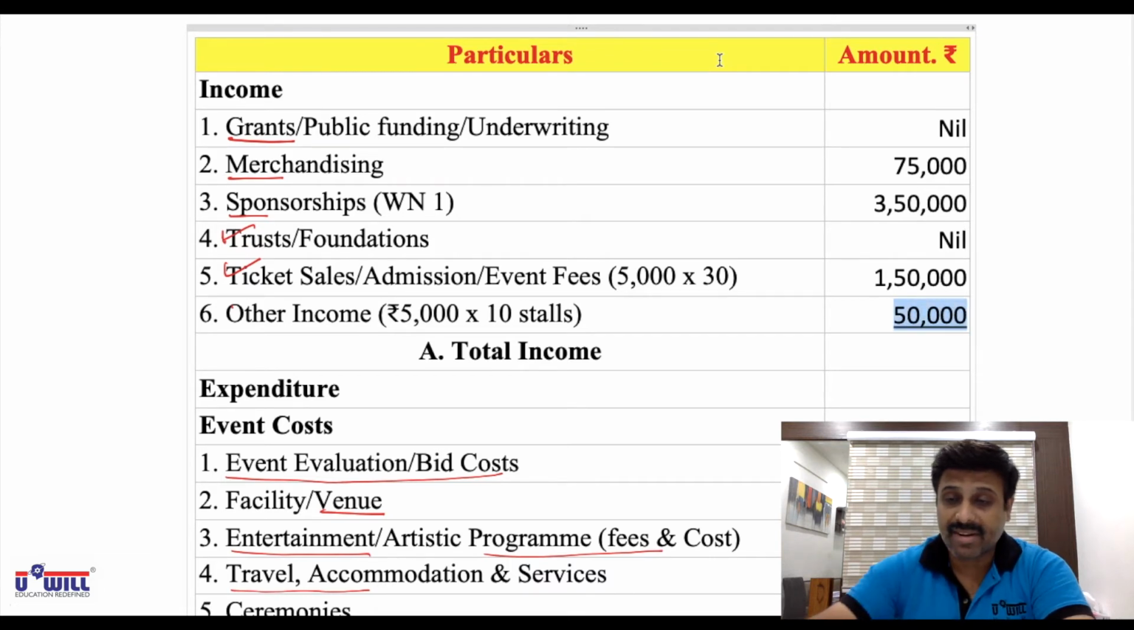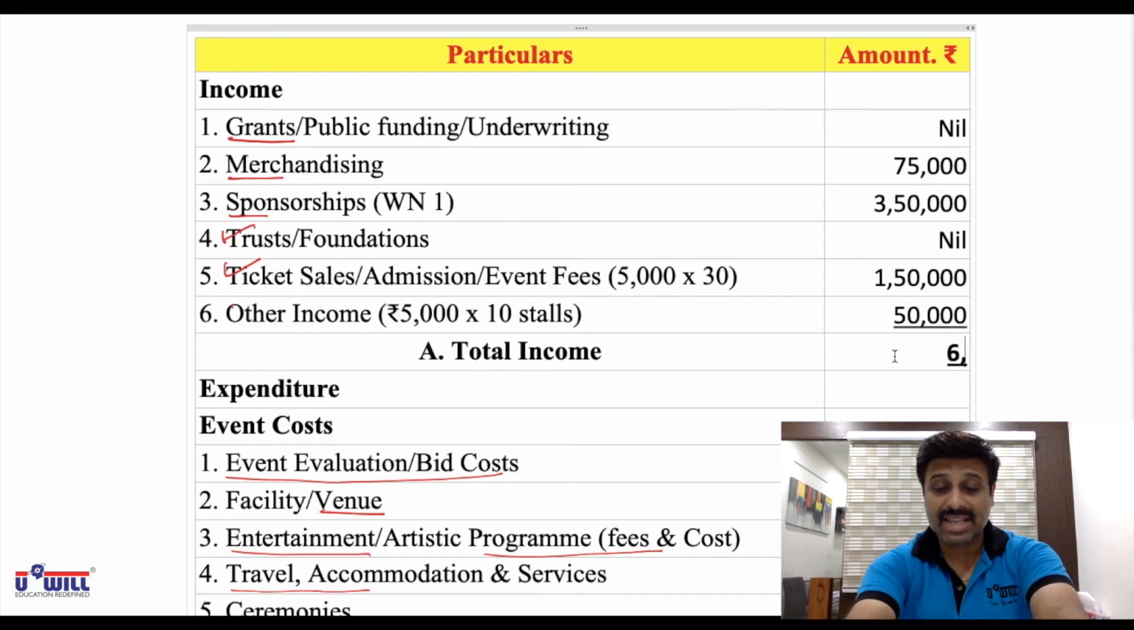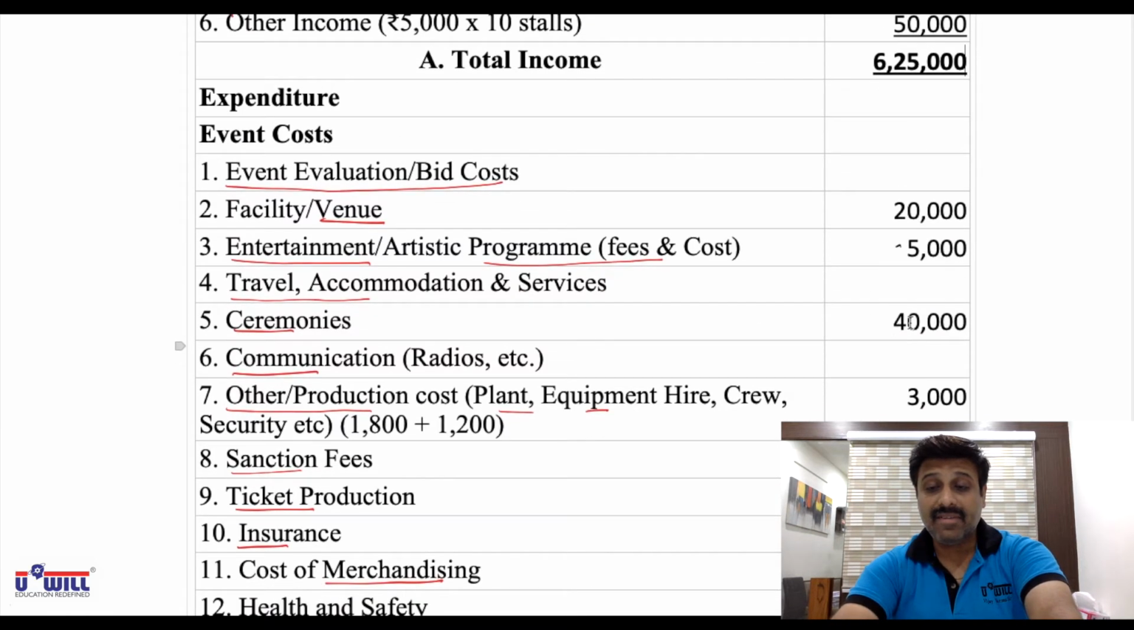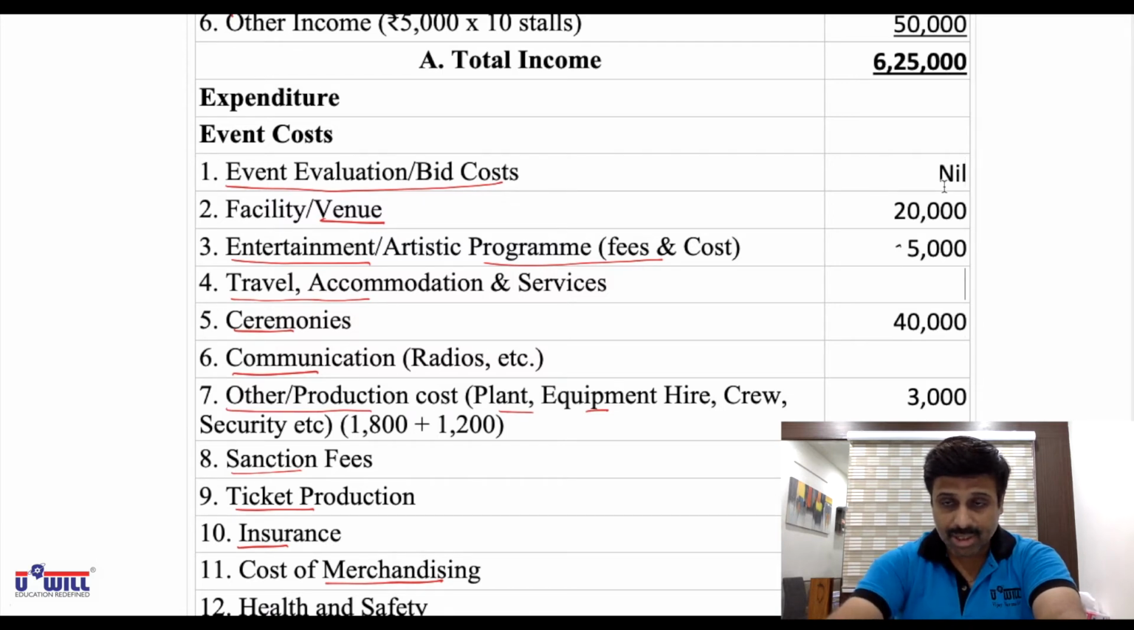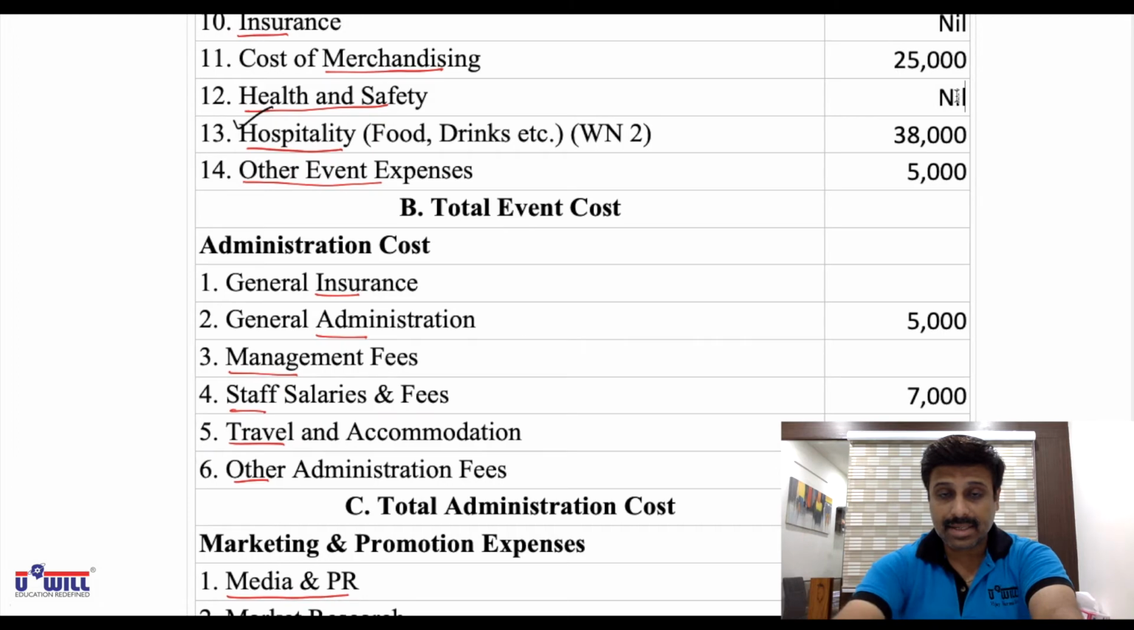Now total income, do it everyone. 75,000 plus 3,50,000 plus 1,50,000 plus 50,000. So total comes to 6,25,000. Now in event cost, we don't have event evaluation or bidding cost, nil. Traveling and accommodation and services, nil. Communication is nil. Sanction fees is nil. Ticket production is nil. Insurance is nil. Health and safety is nil.